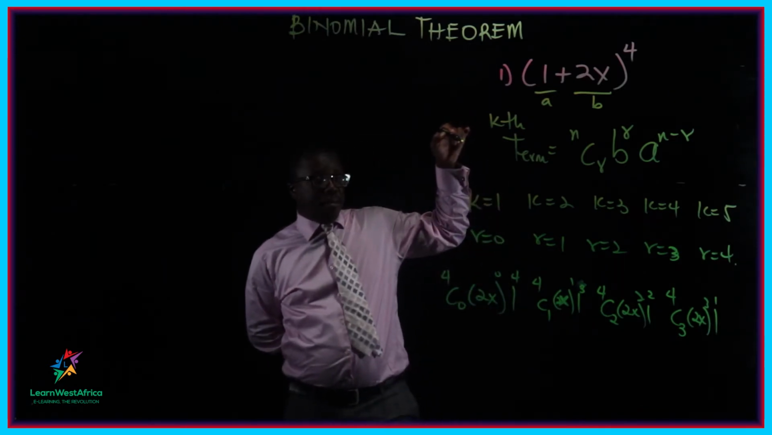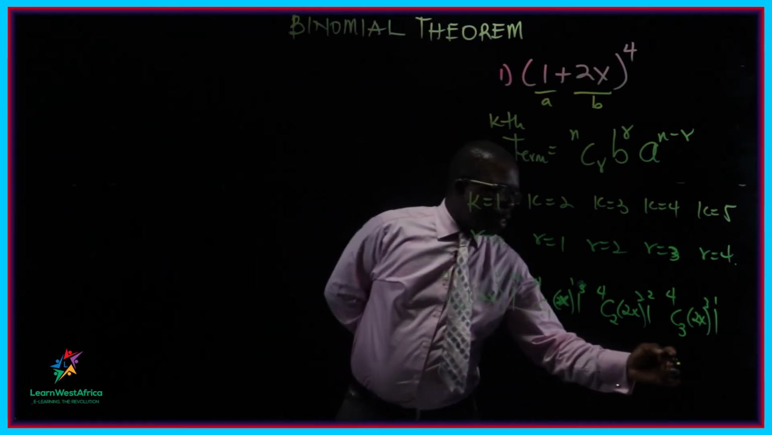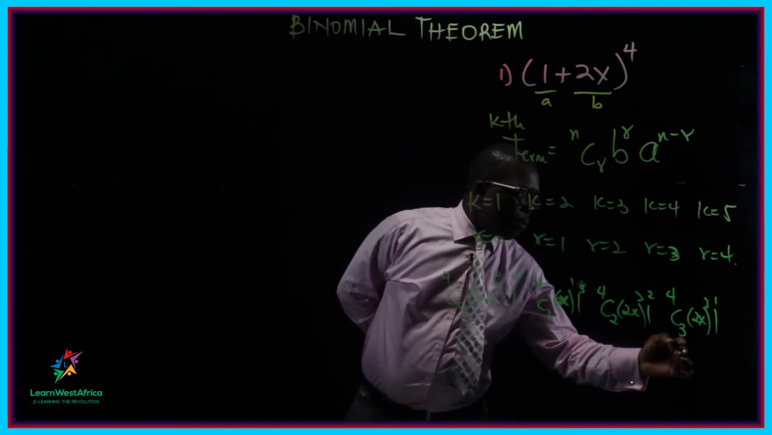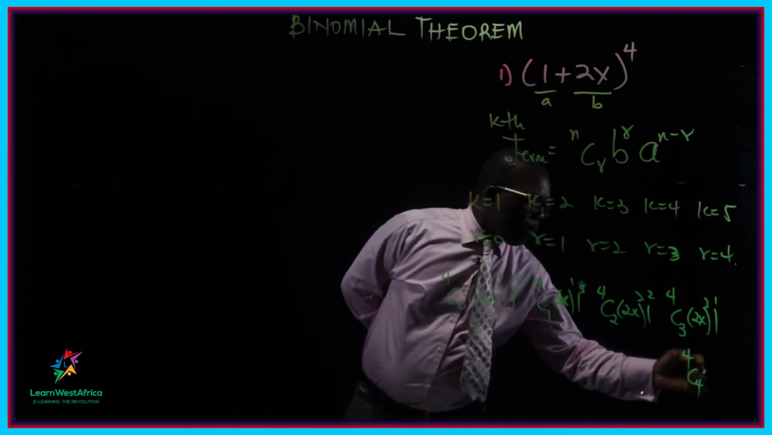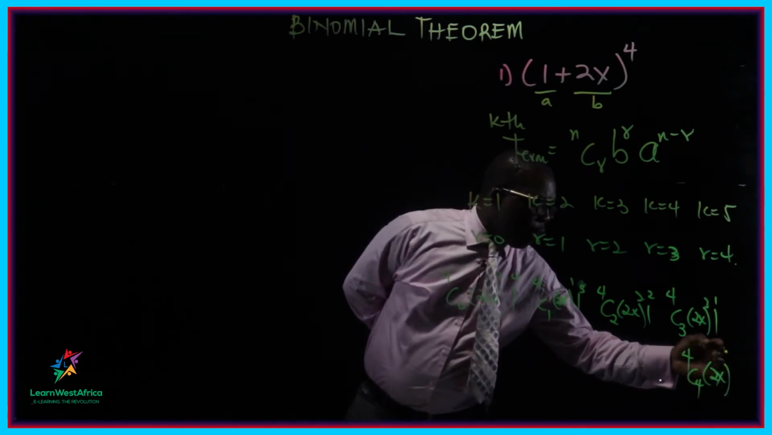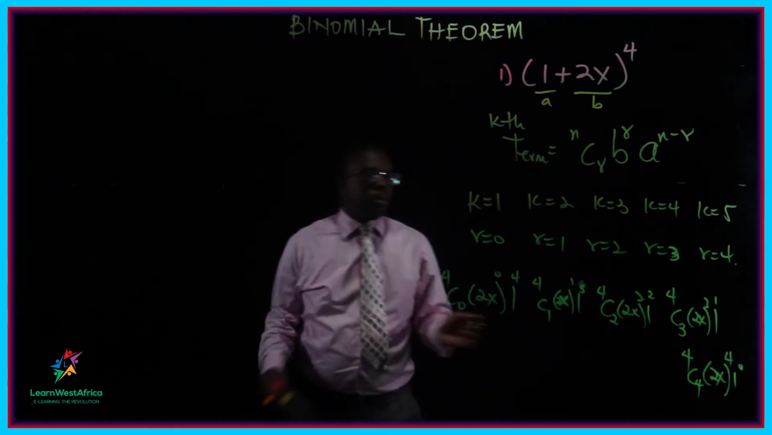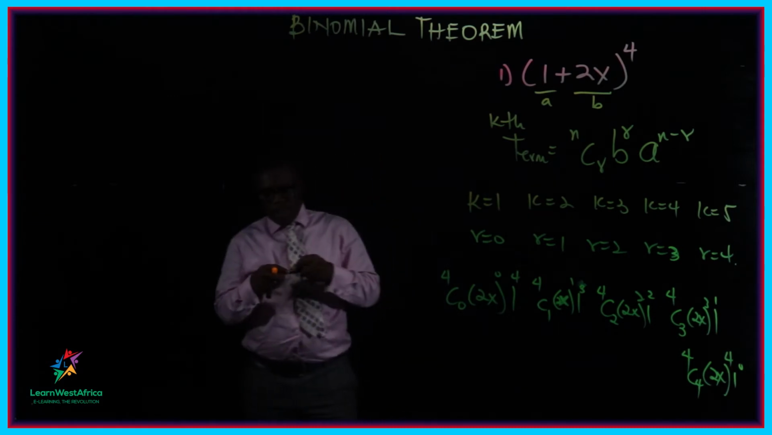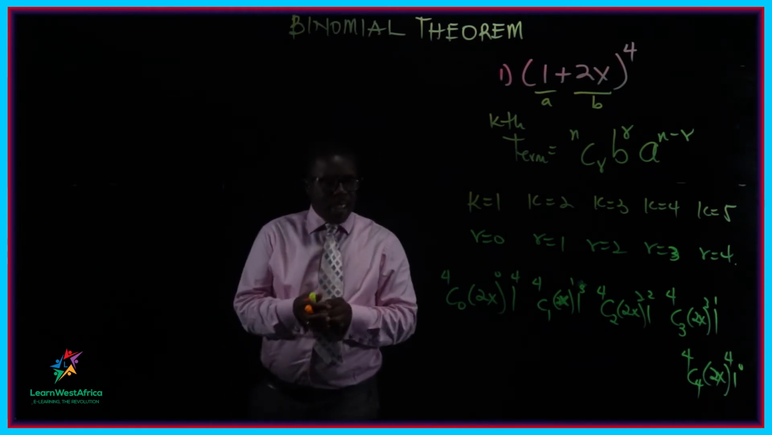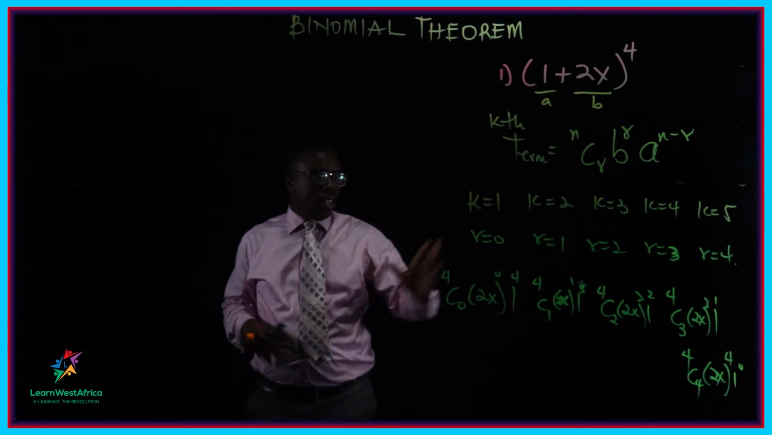Then our fifth term, that's the last term. Just write that one here. You're going to have 4 choose 4, 2x all to the power 4, 1 raised to the power 0. Have we got it? So that makes it very clear. So we just go ahead and now evaluate the results of the expansion.